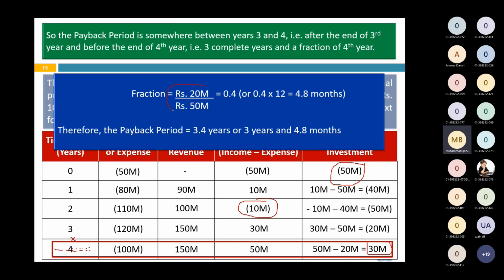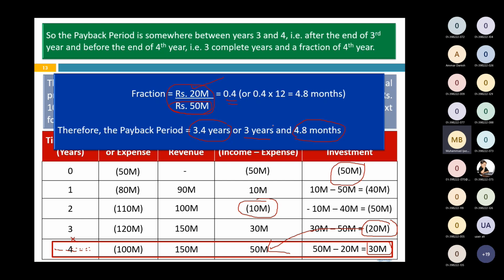How to calculate the fraction? It was 20 million that I had to recover. But I was able to recover 50 million. So my fraction is how much? 0.4. So 0.4, sir. My payback period is either 3.4 years or 3 years and 4.8 months.